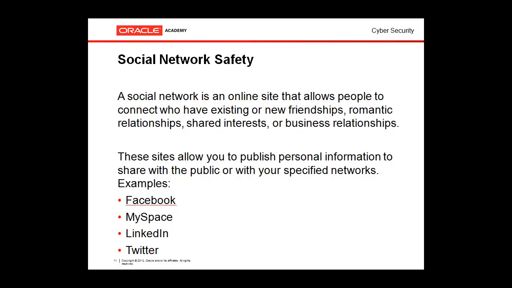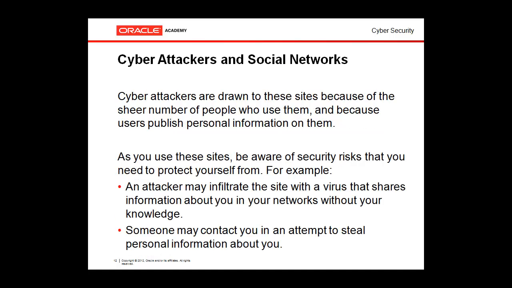A social network is a website that provides a virtual community for people to share their daily activities, feelings, and interests with family and friends, to increase their circle of acquaintances, and to build business contacts. Social networking sites such as Facebook, LinkedIn, and Twitter allow you to publish personal information to share with the public or with specified networks. Hundreds of millions of people have joined one or more social networking sites.